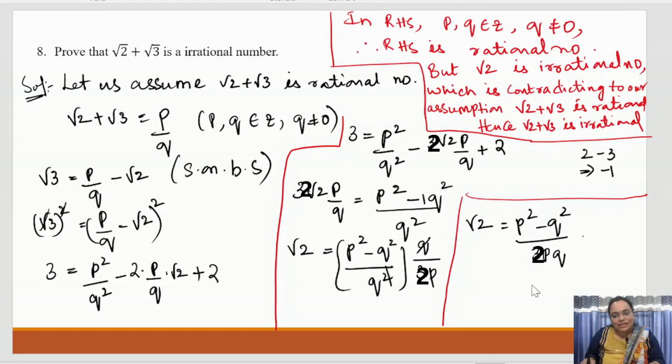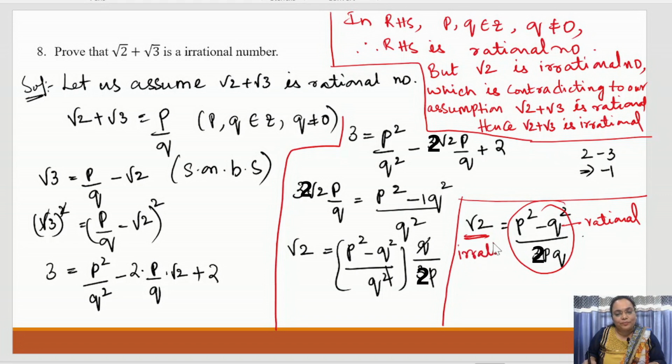So see here in RHS, P and Q belongs to integers and Q is not equals to 0. So the whole RHS is a rational number. So we know that root 2 is a irrational number. So irrational number cannot be equal to rational number. So since root 2 is a irrational number, it is contradicting to our assumption that root 2 plus root 3 is a rational number. So therefore we can say that root 2 plus root 3 is a irrational number. Okay, clear?